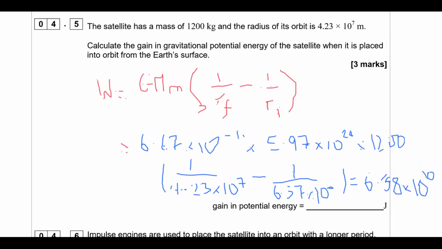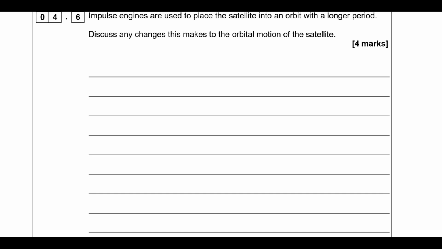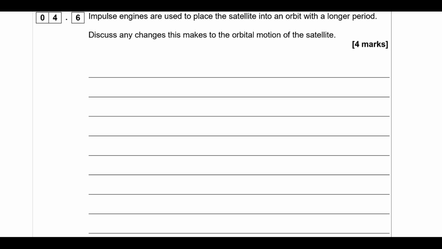Okay, so that's how much work you'd have to do. Impulse engines are used to place the satellite into an orbit with a longer time period. Discuss any changes this makes to the orbital motion of the satellite.